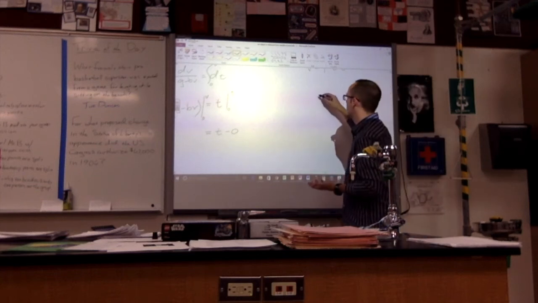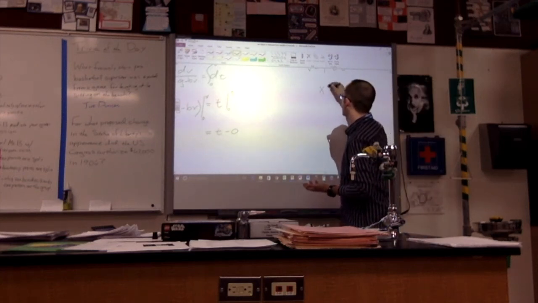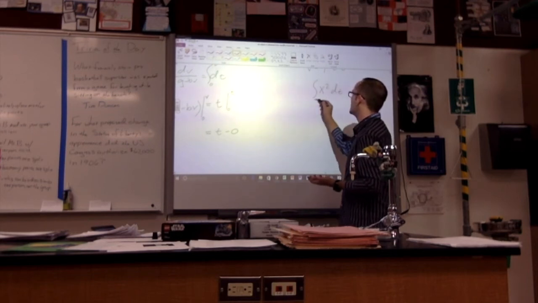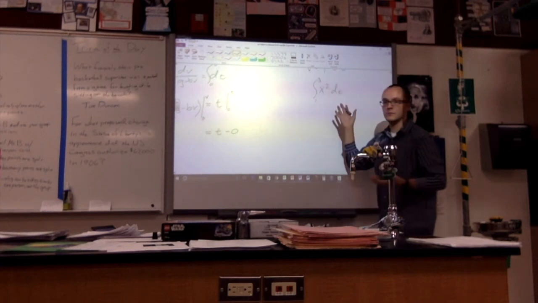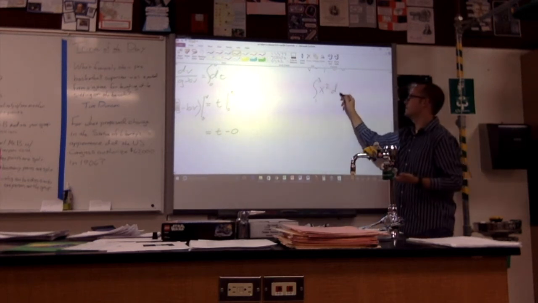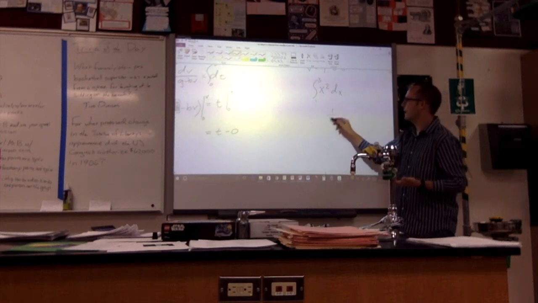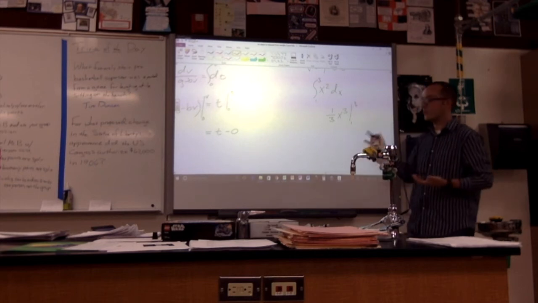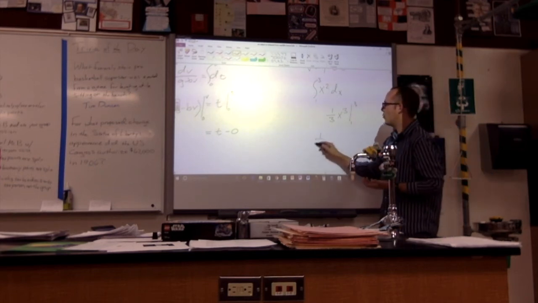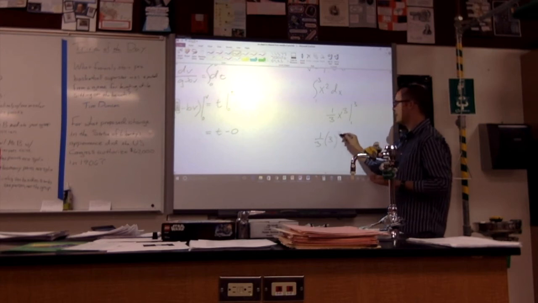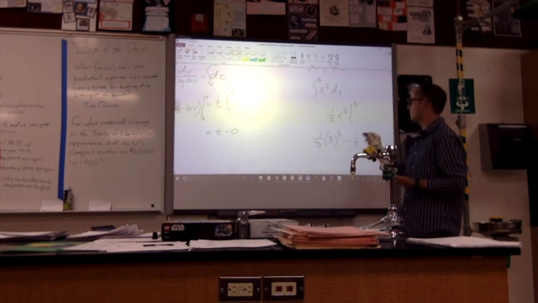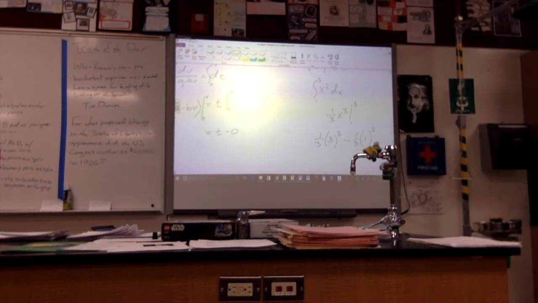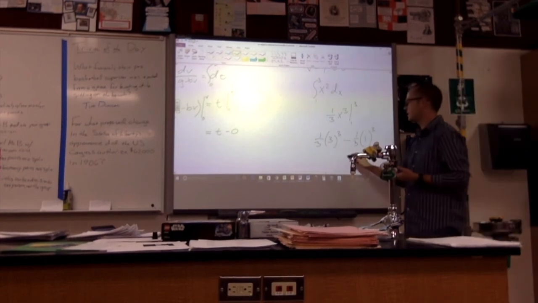If we had the integral of x squared dx from, let's say, 1 to 3, we have 1 over 3 x cubed from 1 to 3. So then what you do is you plug in 1 over 3 times 3 cubed, minus 1 over 3 times 1 cubed. Then you just simplify it.